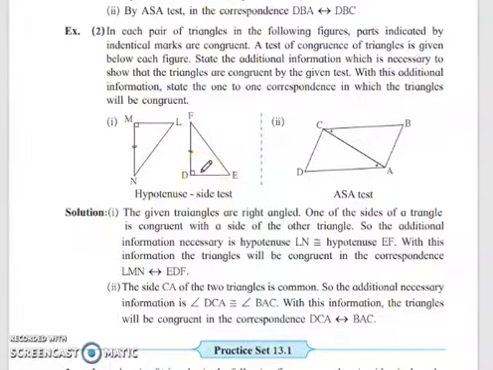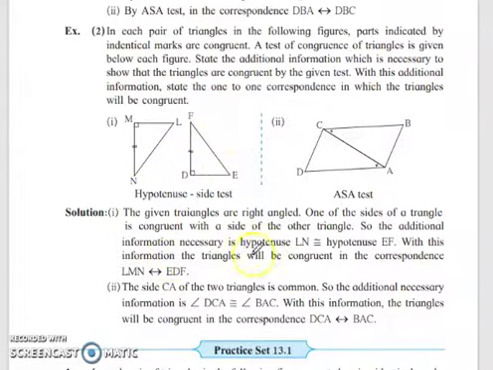So one side and one angle are given to us as congruent, but the hypotenuse side test is given here. That means that the hypotenuse of this triangle will be congruent to the hypotenuse of this one. This information is missing here. So the given triangles are right angle triangles because of the 90-degree angle, and one side of the triangle is congruent with a side of the other triangle, that is, this side is congruent with this side. So the additional information necessary is that hypotenuse LN is congruent to hypotenuse EF. This is hypotenuse LN. It is congruent to this hypotenuse EF.